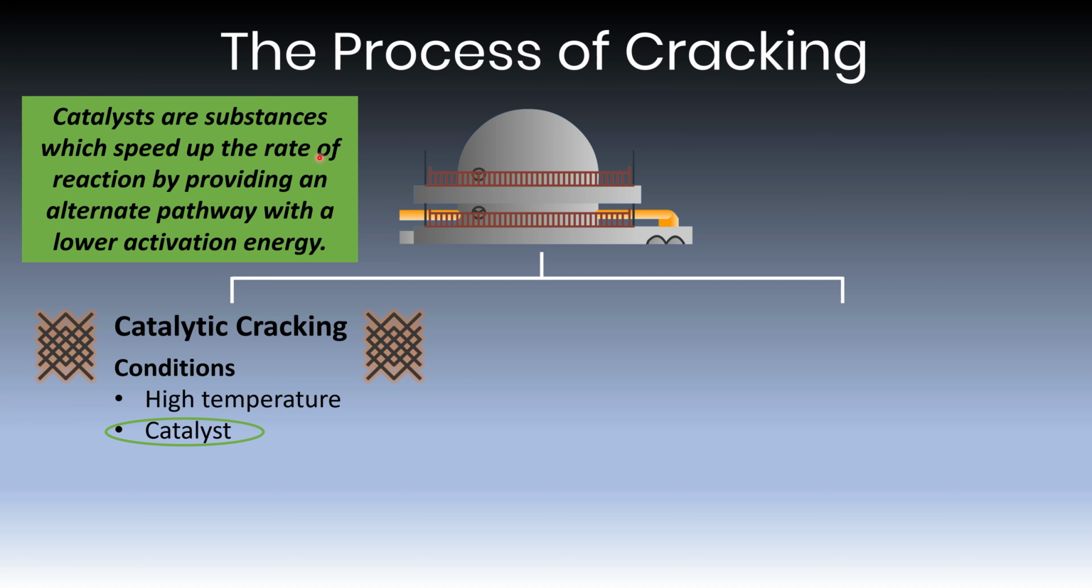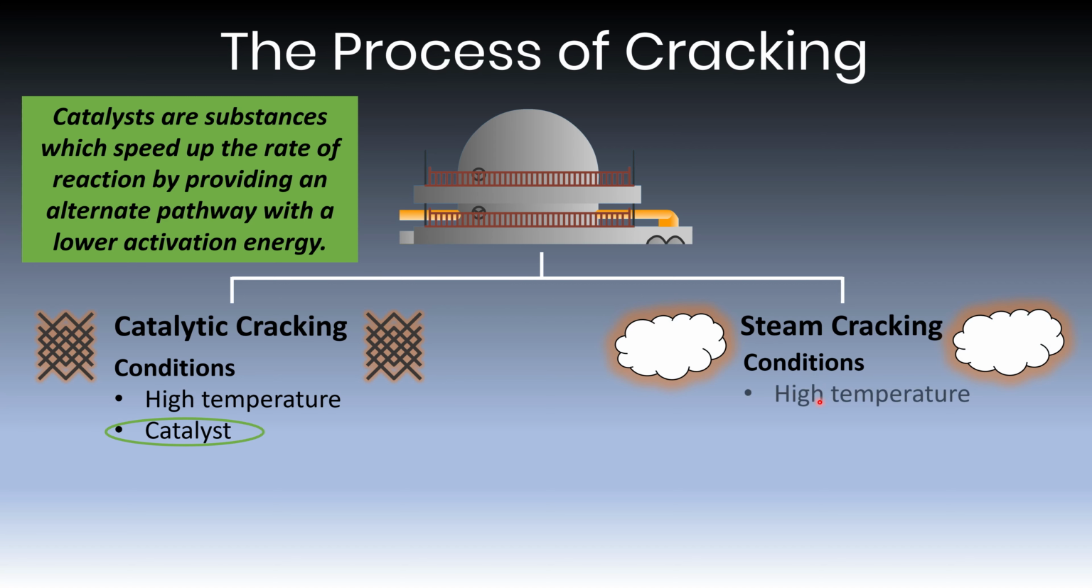But it also makes the reaction go faster, so you're forming that product more quickly. So all good efficiency measures there. Alternatively, we could carry out a type of cracking called steam cracking, and the conditions are very similar for steam cracking and catalytic cracking. You also need a high temperature, but this one, instead of using a catalyst, just uses steam.